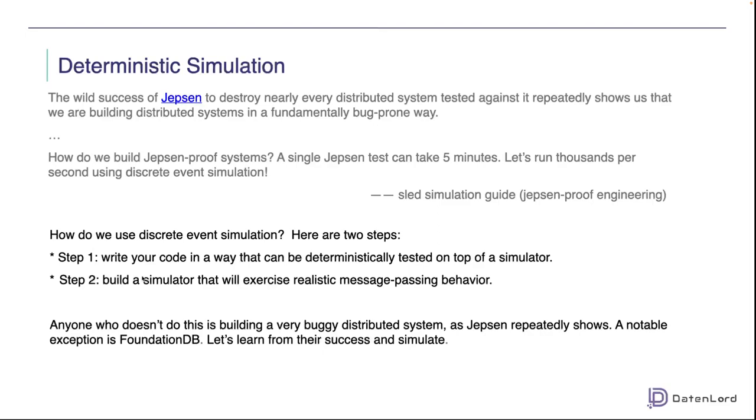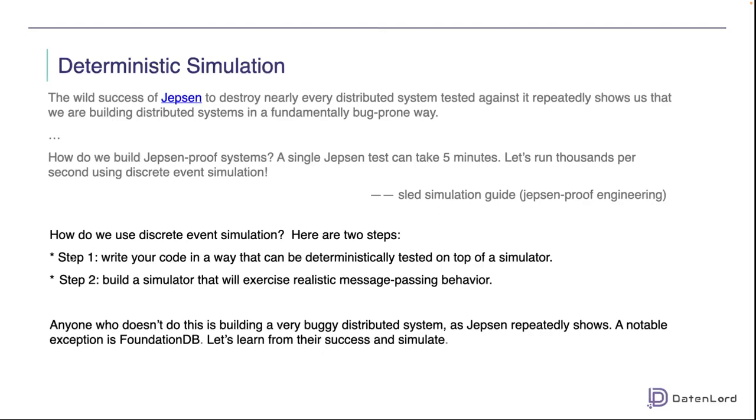The author of Madsim has published a blog post titled Madsim Simulation Guide on their website, discussing how Madsim conducts testing. This article points out that the success of Jepsen serves as a continuous reminder that we have been building distributed systems in a misguided manner. So what approach can truly be considered correct? The right approach has two steps.